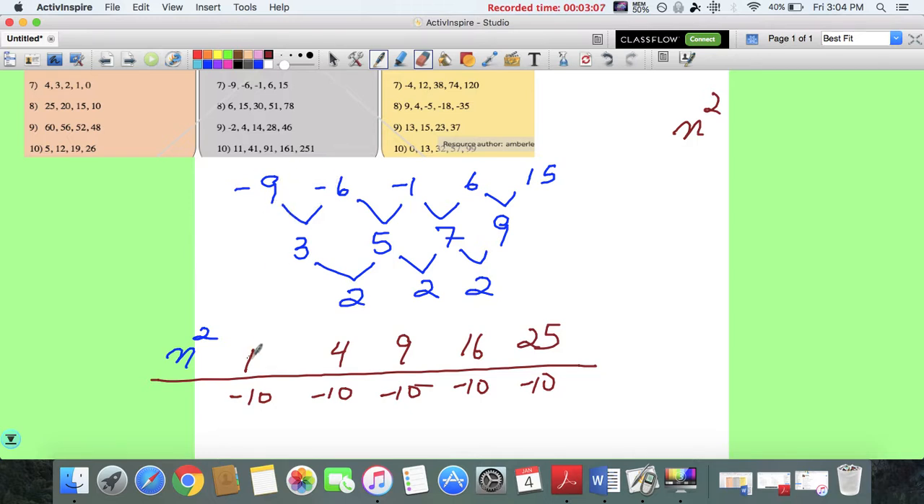And how you can tell: how does the 1 become a -9? How does the 4 become a -6? How does the 9 become a -1? So we have to adjust the n squared sequence, and we're going to write -10. Let's see if that makes sense.